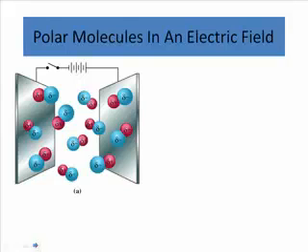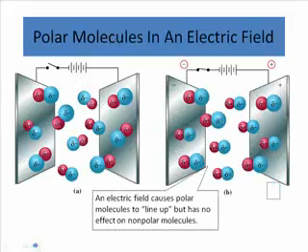Here's why we care about it: there are several properties of a substance that are affected by whether it's polar or not. One of them is that polar molecules will orient themselves in an electric field. Since they have positive and negative sides, they will orient themselves when exposed to an electric field. Non-polar molecules would not. They don't have a positive and negative side.